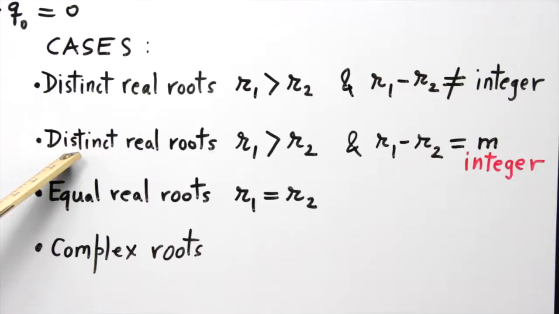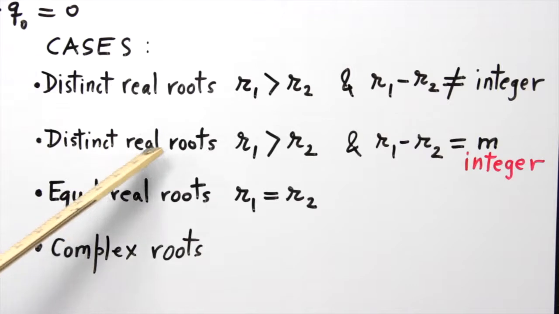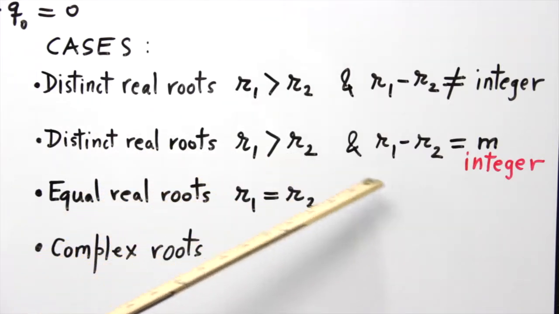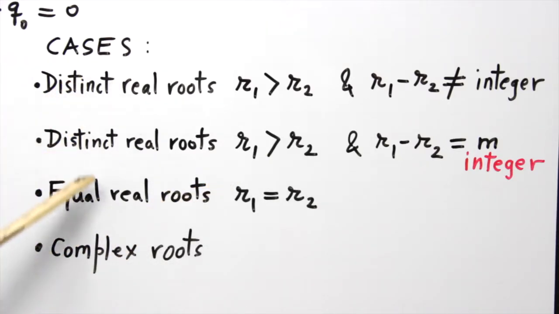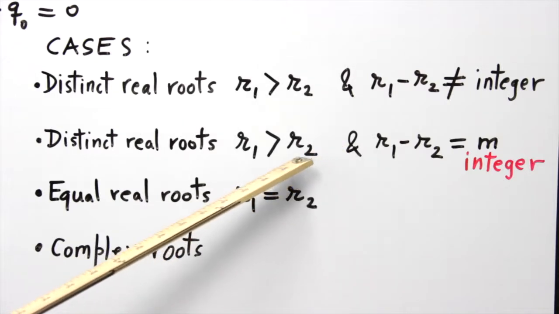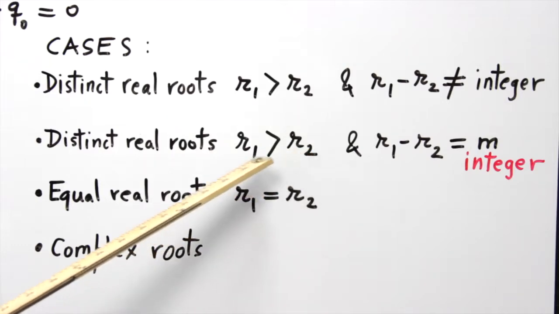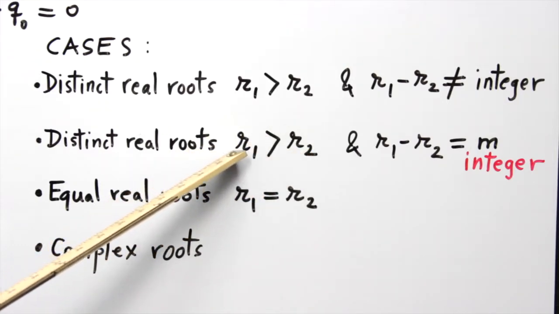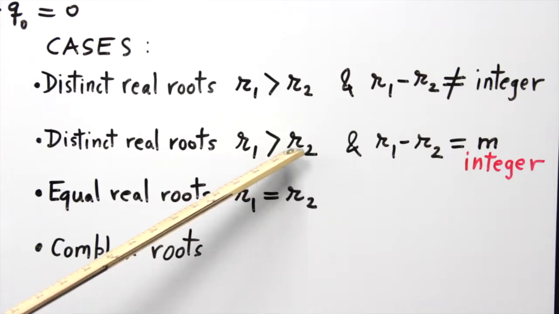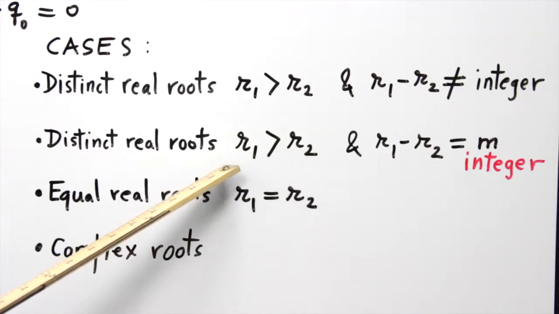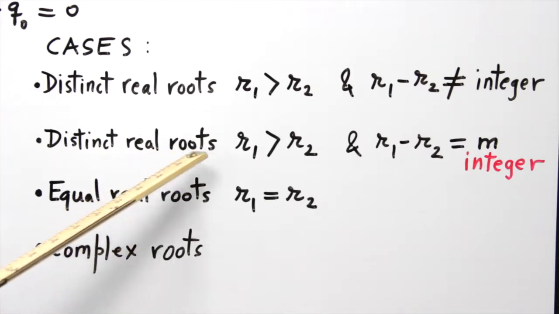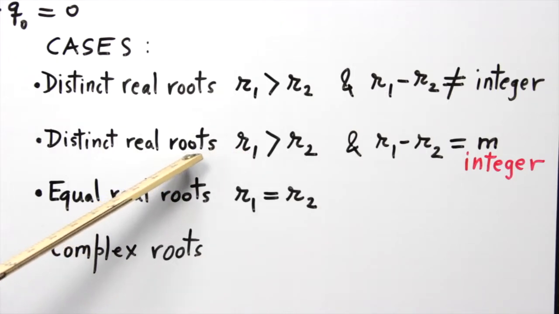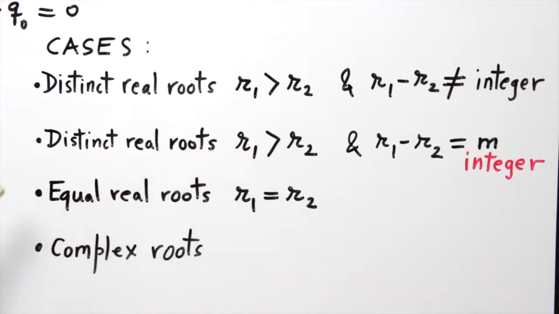And so the final case that is remaining here is when we have distinct real roots, but the difference between the two roots is an integer. In this case, we have something in between these two cases. We have the root r2, z to the r2 is a linearly independent solution, but for the root r1, which is r2 plus an integer, we have to go through the method of variation of constants to determine the other solution, and that will correspond to having a solution which involves a logarithm of z as well.